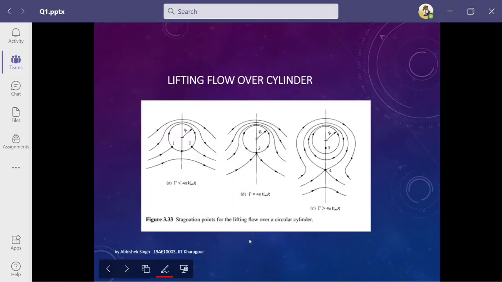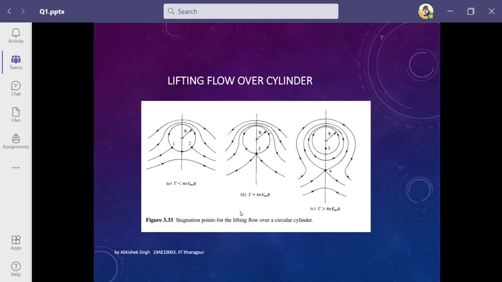Earlier we had seen that an infinite number of flows are possible around the cylinder, and these different types of flows depend on the different values of circulation which we choose. Basically we divided it into three major categories: when the value of circulation is less than 4 pi V infinity R, when it is equal to this, and when it is greater than this.